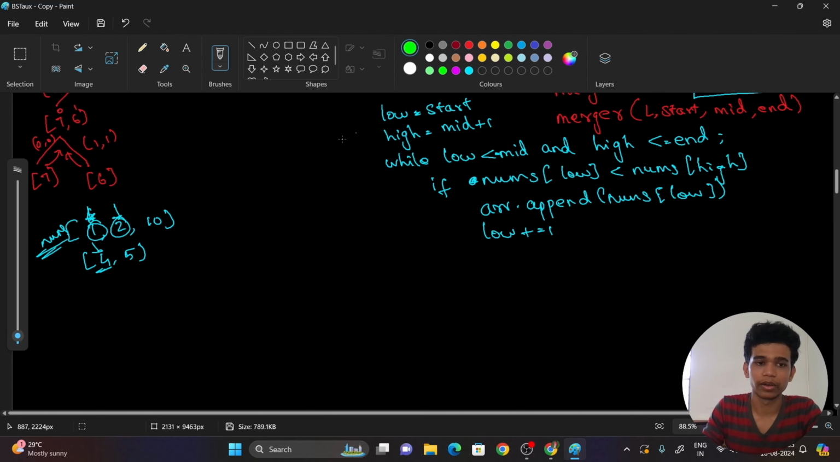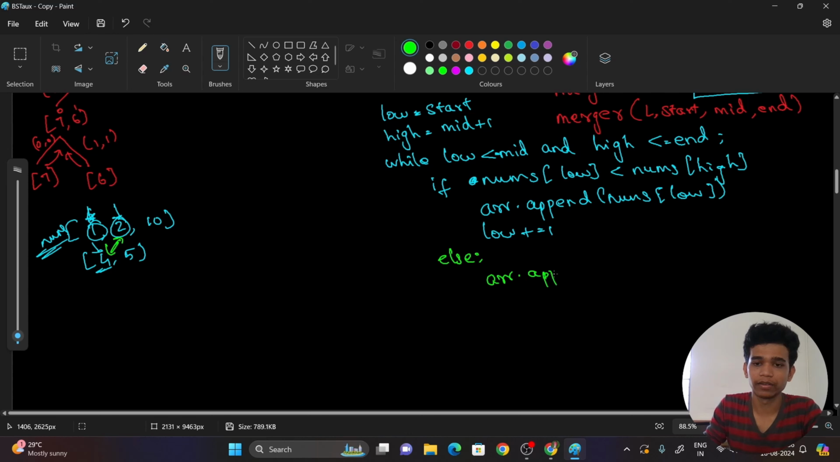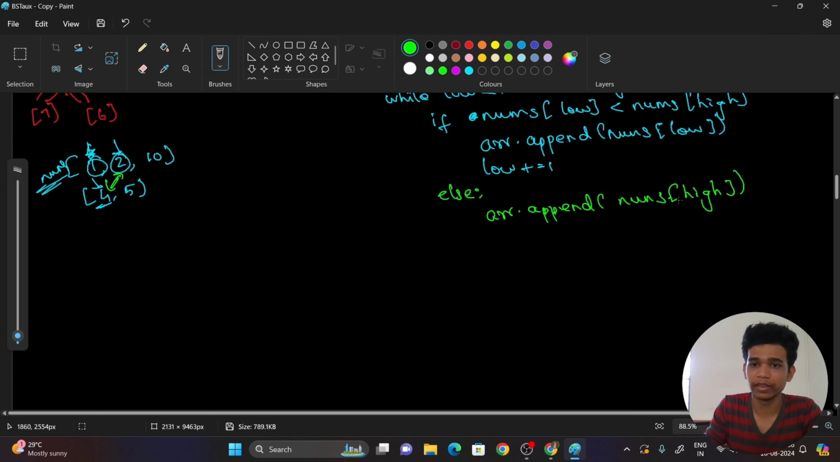Can you understand this? Now I'm just comparing these two, right? Now, what if my nums of low is greater than or equal to nums of I? Instead of writing the entire condition, we can take the else part. Else, what should I do? I should append my ARR with nums of I, and I will be plus equal to 1.